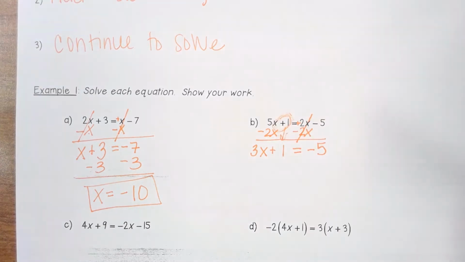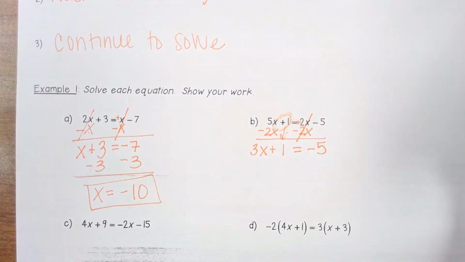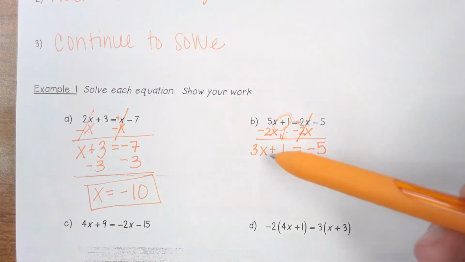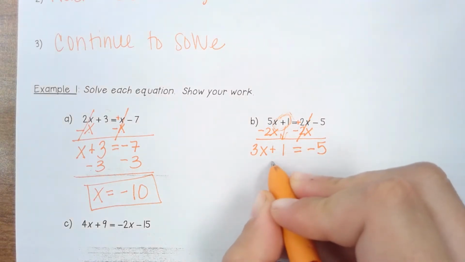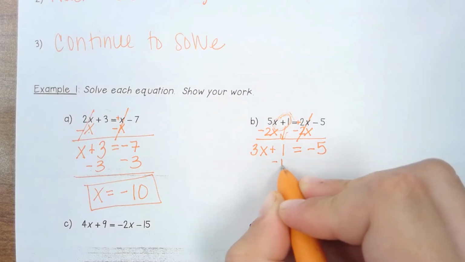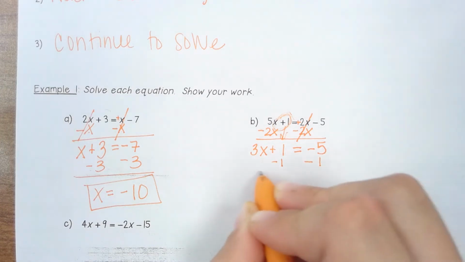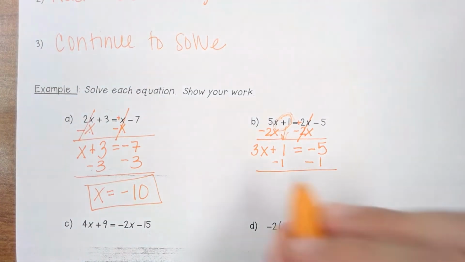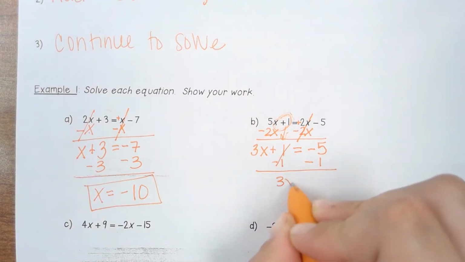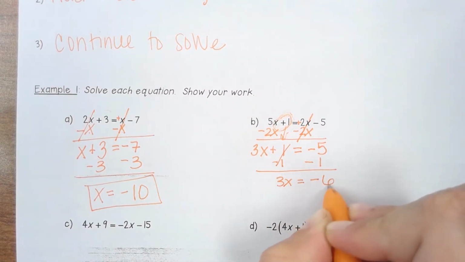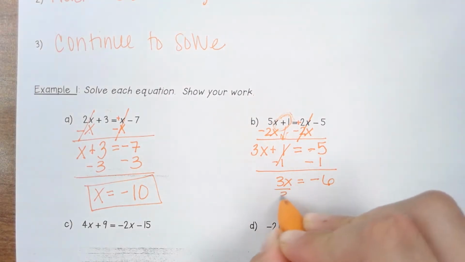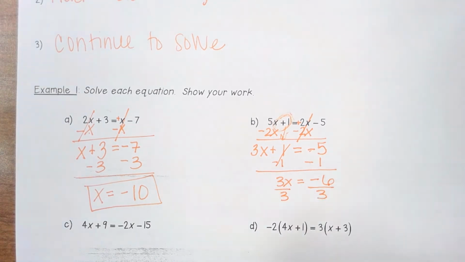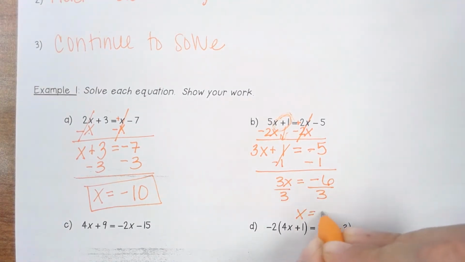Okay? Now you just have a basic two-step equation, so you're just going to solve it like normal. So to get x by itself, move the number on the same side as x but not attached to it. So the opposite of adding 1 is subtracting 1. So we're going to be left with a 3x equals a -6, because -5 minus 1 is -6. And then our last step to get x by itself is to divide by that 3 on both sides. So x equals -2.